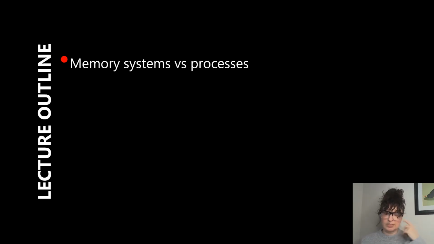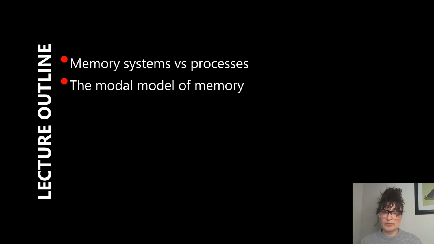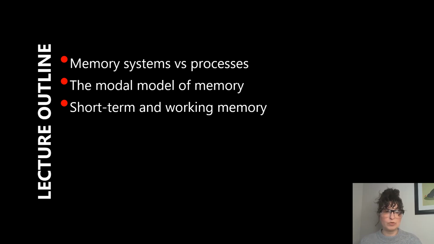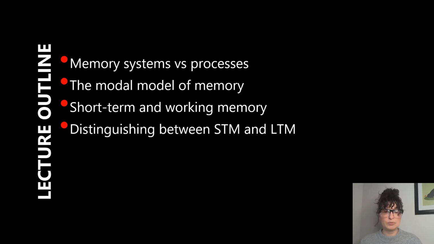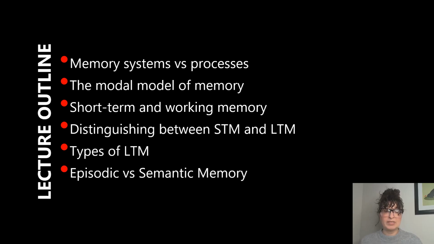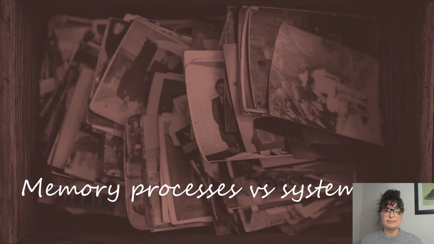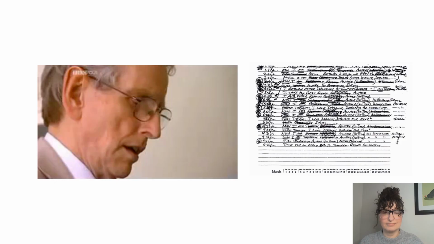So in this module, here's what we're going to be walking through. We'll start with a brief introduction on memory systems versus memory processes, but we're really focusing on systems today. So we'll start talking about the model of memory, short-term and working memory, distinguishing between short-term and long-term memory, and different types of long-term memory, with a special look at episodic and semantic memory. So let's start with memory processes versus systems.